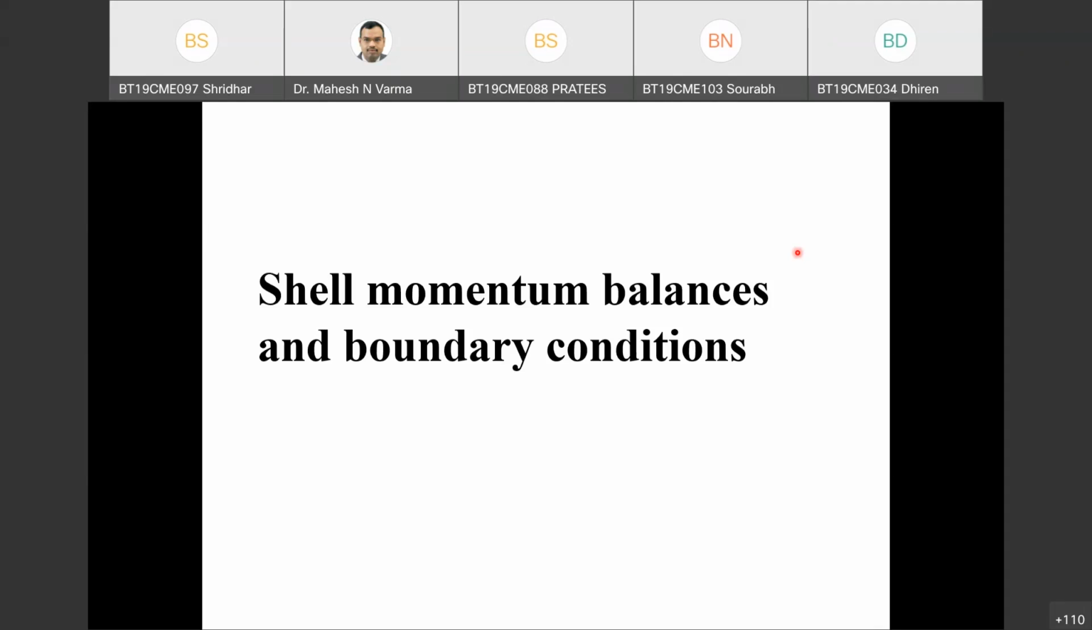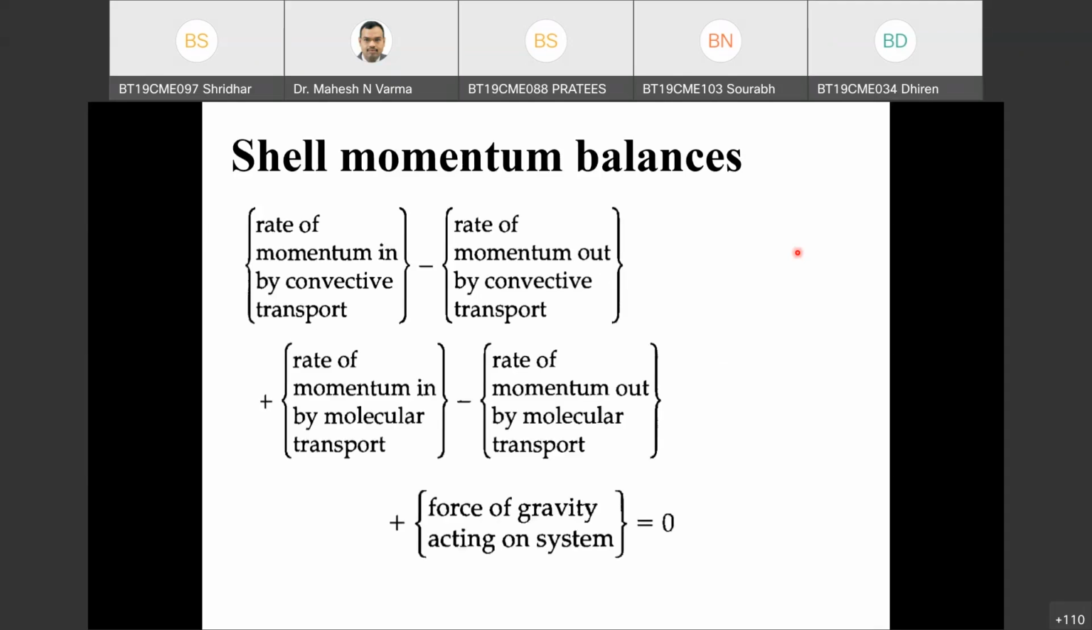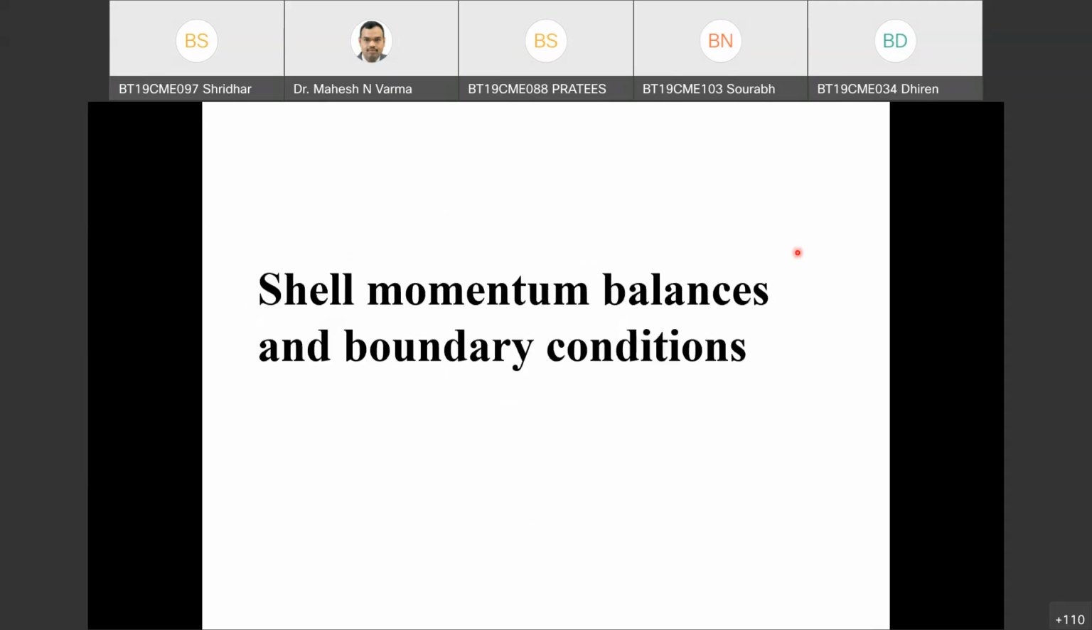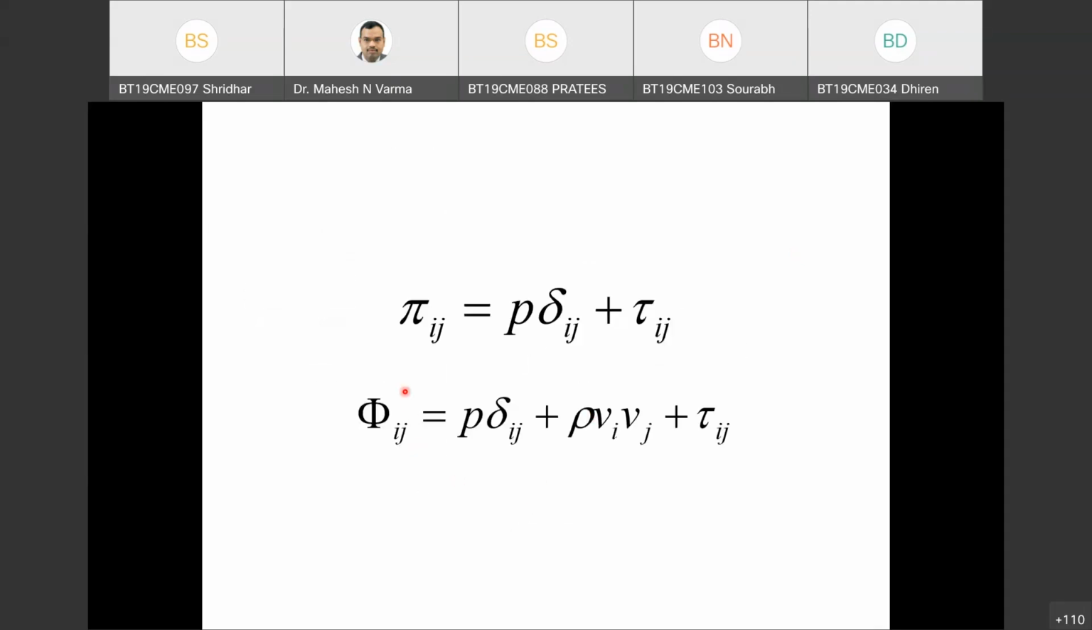Shell balance approach. So this is the shell momentum balance equation. How to get this momentum balance? Rate of momentum in. Here, why are we discussing flux in so many classes? You can see here also we have discussed flux. This is the total flux. Total flux consists of molecular momentum flux and convective momentum flux.